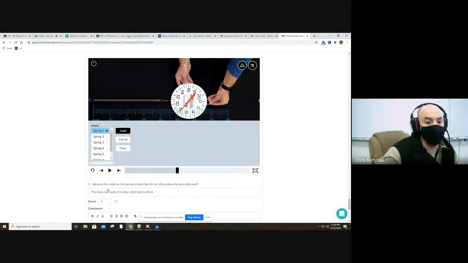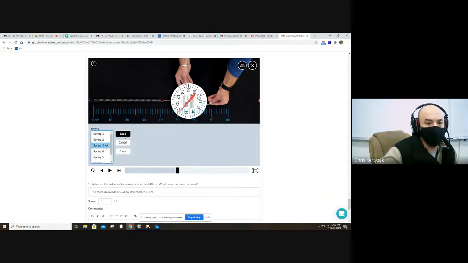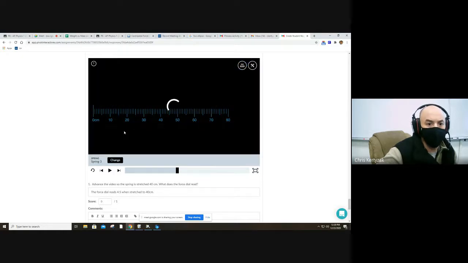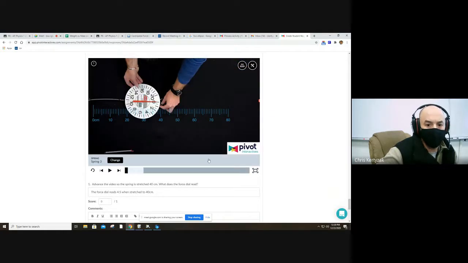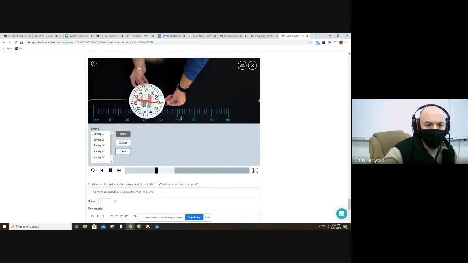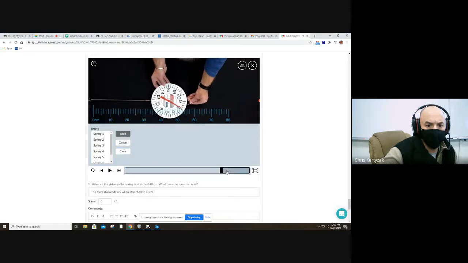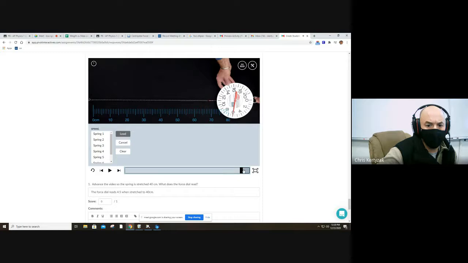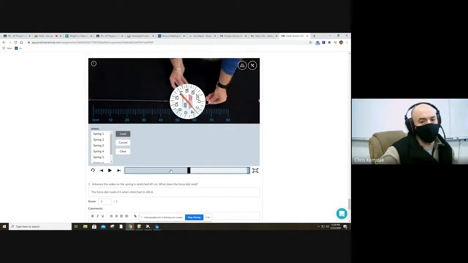Moreover, there's a mention of stretching the spring to 40 centimeters. And I noticed there's some springs that don't even stretch to 40 centimeters, from what I could tell. If I load spring 3, is this one of the ones that doesn't even stretch that far? Oops. What happened? Clear? No, this one probably does. Oh, yeah, this one does.